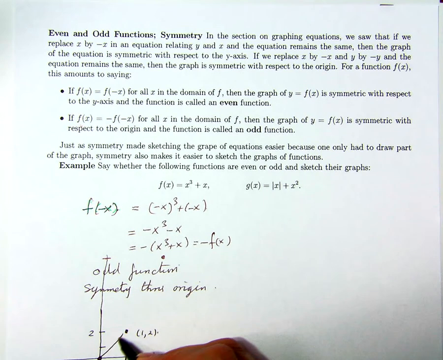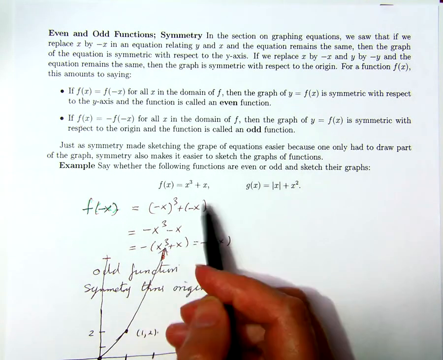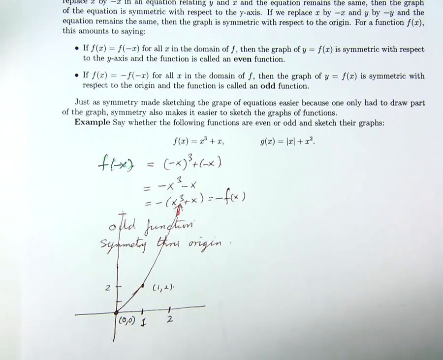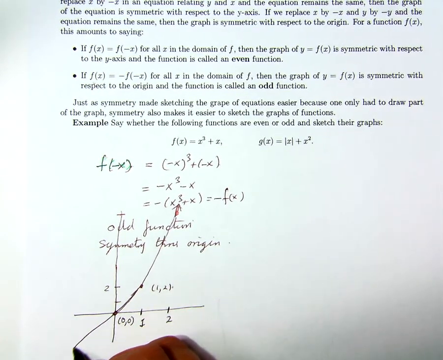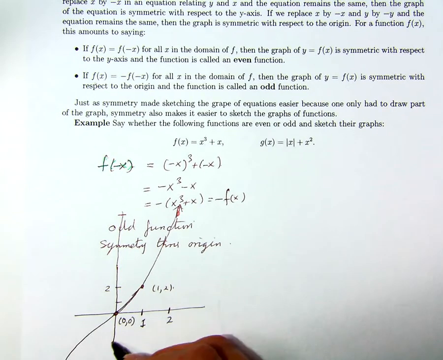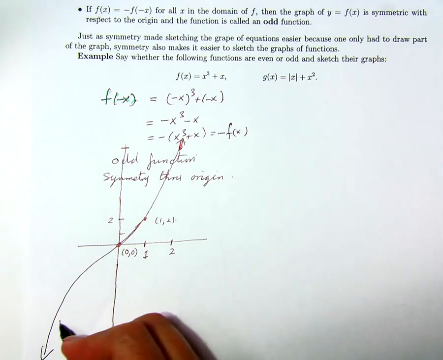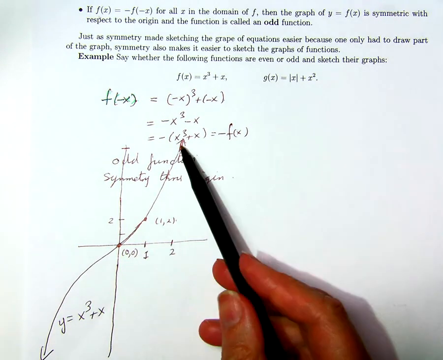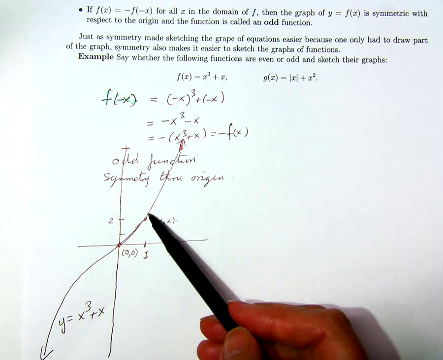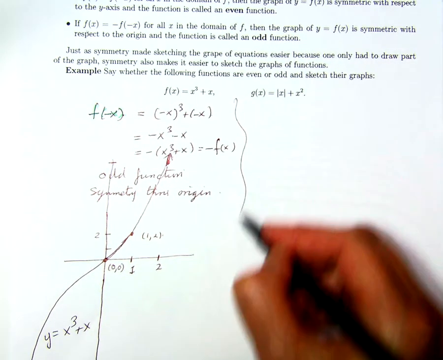And so we get something that looks like this. It's like the x cubed function, but it's a bit steeper because you're adding x to it. And now because it's symmetric in the origin, the other half looks just like that too, except it goes the other direction. So we get something that looks like x cubed, but it's a bit steeper. The point here is it's enough just to draw this part and use the symmetry through the origin to draw the other half of the function.